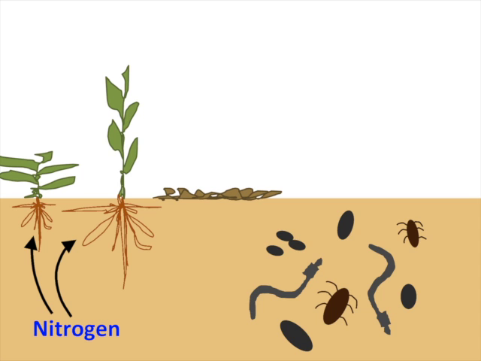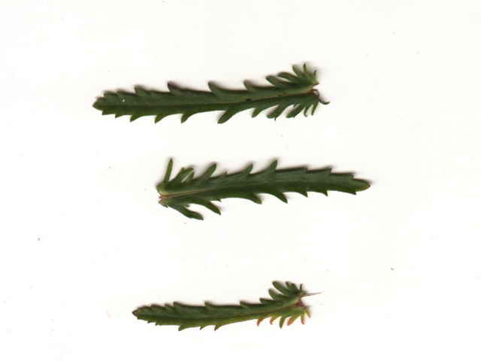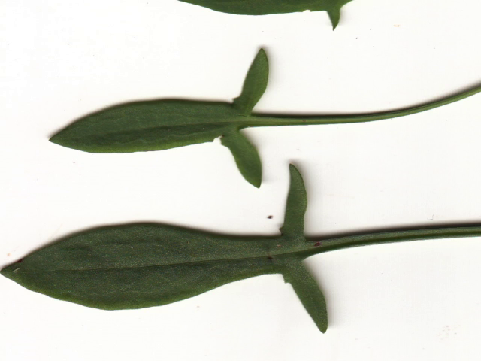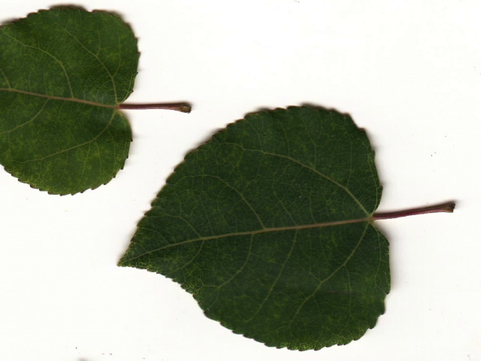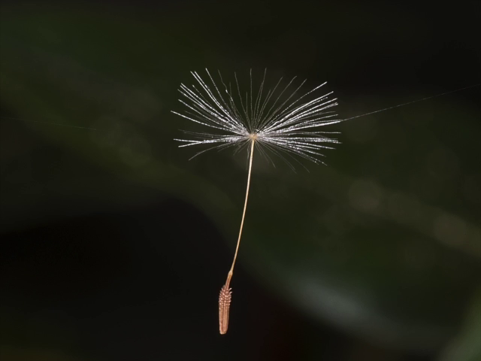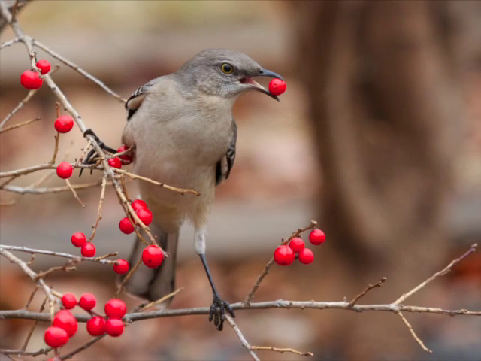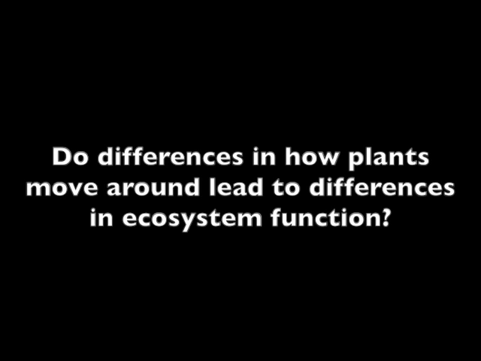But the effect of plants on nitrogen availability or other ecosystem functions strongly depends on the litter quality. Since species differ in the leaf characteristics that drive their litter quality, different species affect ecosystem processes in different ways. In some of my work so far, I've found that certain dispersal strategies, such as being dispersed by wind or being dispersed by birds, tended to be associated with certain leaf characteristics that can affect ecosystem function. Which leads me to my research question: do differences in how plants move around also lead to differences in ecosystem function?